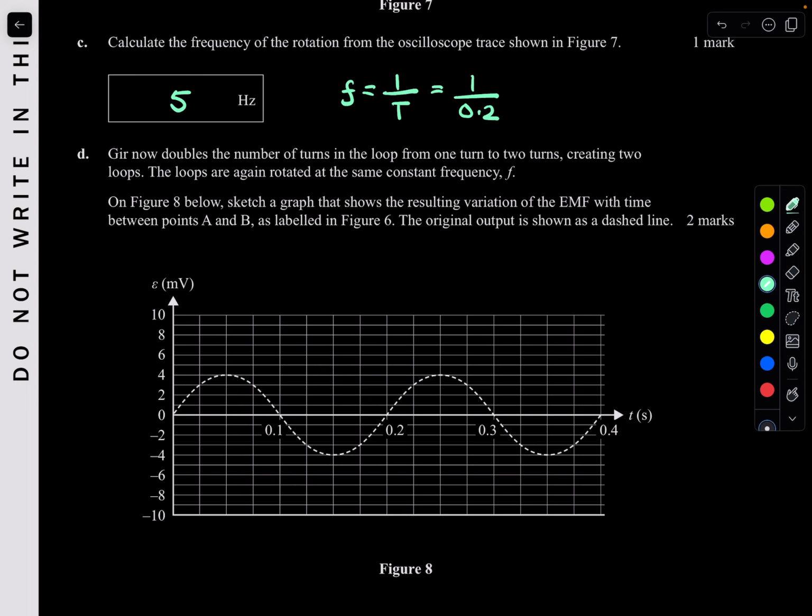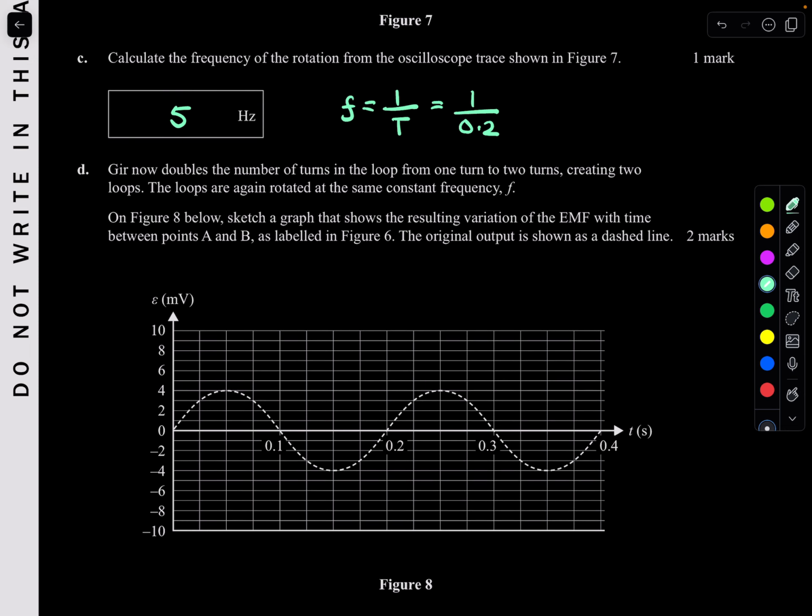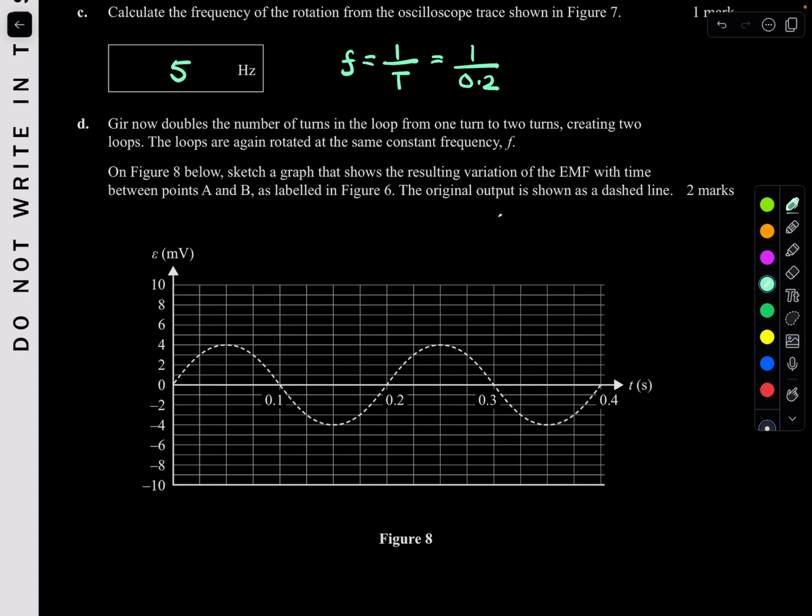Gera now doubles the number of turns in the loop from 1 turn to 2 turns, creating 2 loops. The loops are again rotated at the same frequency. On figure 8 below, sketch a graph that shows the resulting variation of the EMF versus time between point A and B as labeled in figure 6. The original output is shown in dashed lines. Beautiful. So we know what happens to our EMF if you double the number of loops. If you double your value of N, to 2N, your amplitude, your EMF, is going to double.